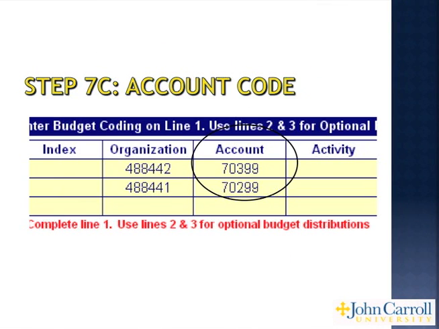Step 7C. Account Code. Item number 6 has 4 component parts: Index Code, Organization Code, Account Code, and Activity Code. The third column, the Account Code, should be completed with a 5-digit account code, beginning with a 7. This should be placed in the first row and the second and third if necessary.